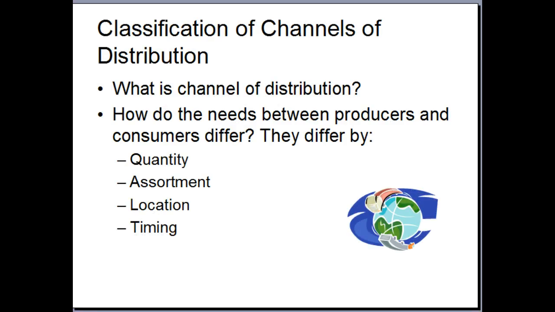Now we're going to talk about classification of the channels of distribution. And the first thing you need to know is what is a channel of distribution. It's the channel that the product or the services take in order to reach the final customer or the business that's involved. So how do the needs between the producers and the consumers differ? Sometimes it differs by quantity, sometimes it's by assortment, sometimes it's location, and then it could be by timing.